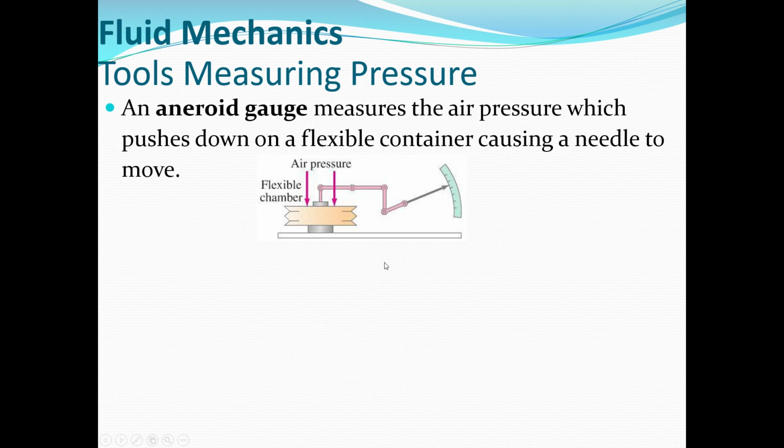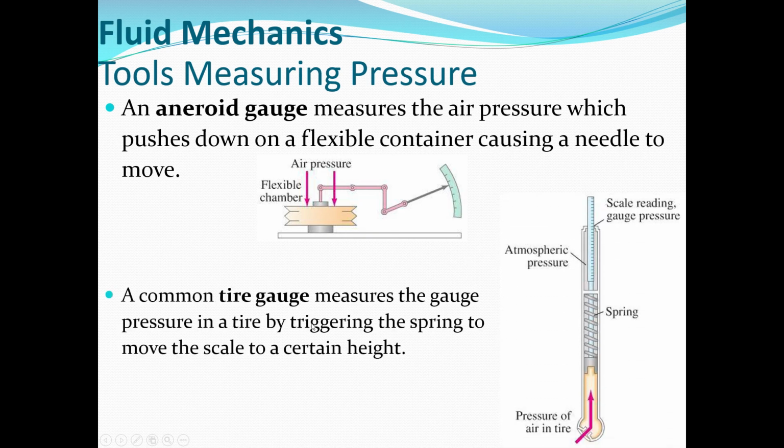This is another one, the aneroid gauge. Again, same idea. Air pressure pushes down on this flexible container, causes these beams, levers, I don't know what you call it, to move down, and then this will just shift side to side.